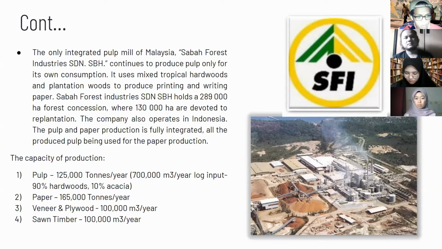The production capacity for pulp is 135,000 tons per year, and of this, 10% is acacia. But this data is from 2005, and over time the acacia percentage has increased. So right now the percentage for acacia is a lot higher. For paper, only 165,000 tons per year. Veneer and plywood, 100,000 cubic meters per year. Sawn timber, 100,000 cubic meters per year.